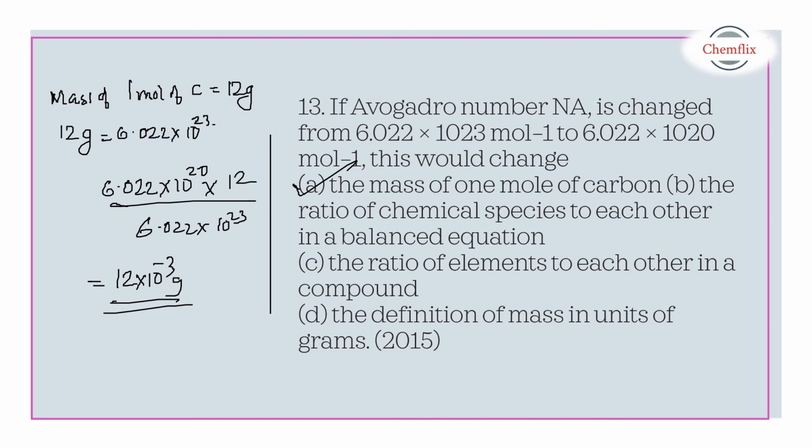Here actually the mass of 1 mole of carbon is 12 gram, and that means it contains Na number, that is 6.022 into 10 to the power 23. If the Na gets changed to 6.022 into 10 to the power 20, then the 12 gram will change to 12 into 10 to the power minus 3 gram. Clear? Very simple question. Now moving to the next question.